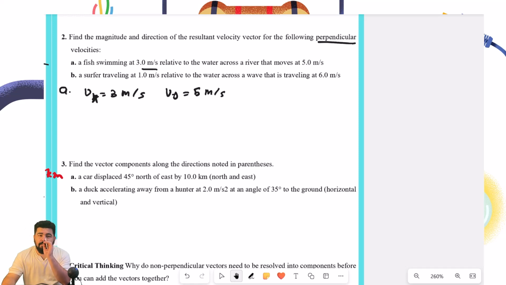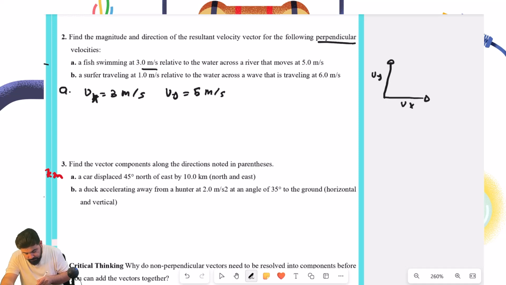Okay, guys, remember, if you have two vectors that are perpendicular, what do you mean by perpendicular? So this is Vx, and this is Vy. What am I going to do with them? This is going to be the resultant vector, or you can name it any way you want. How can I do this?